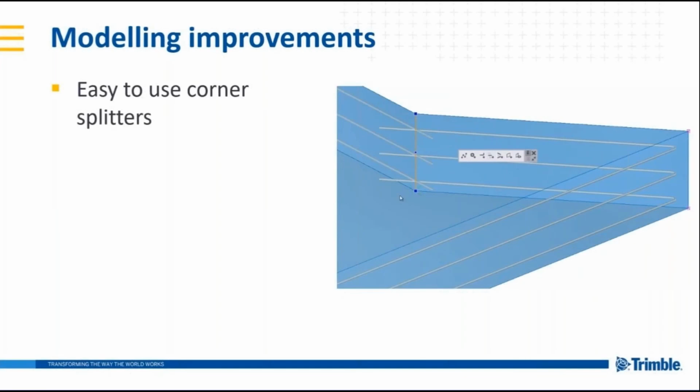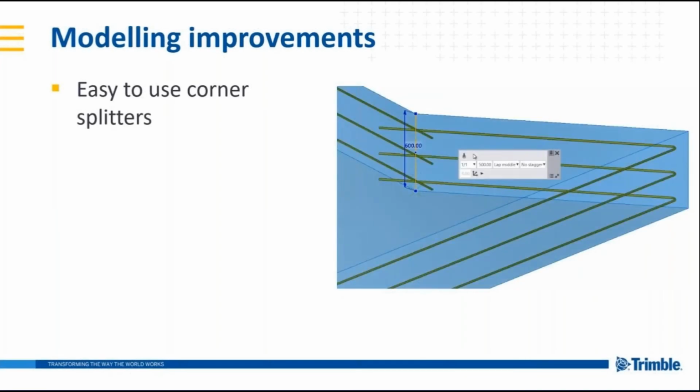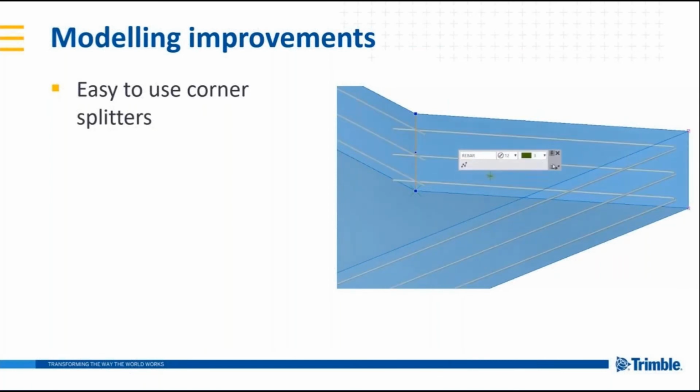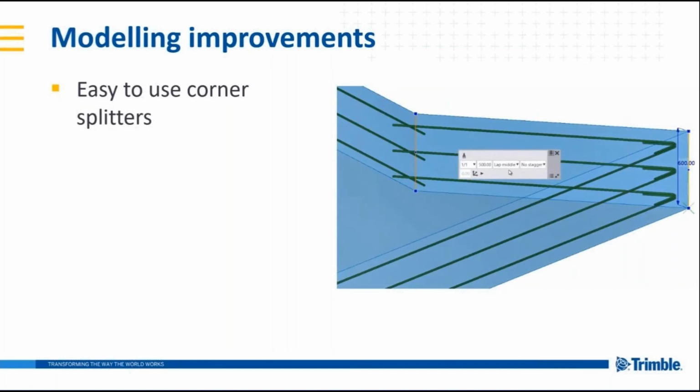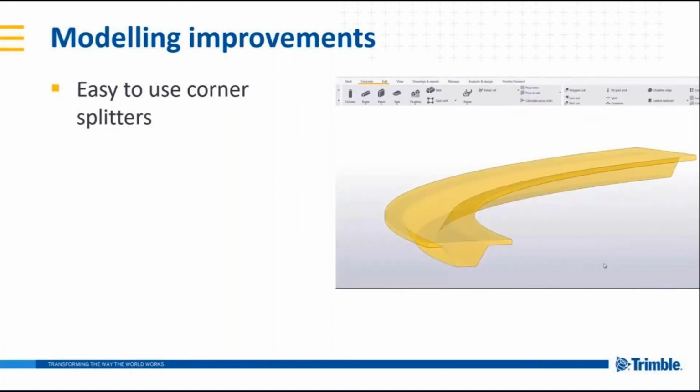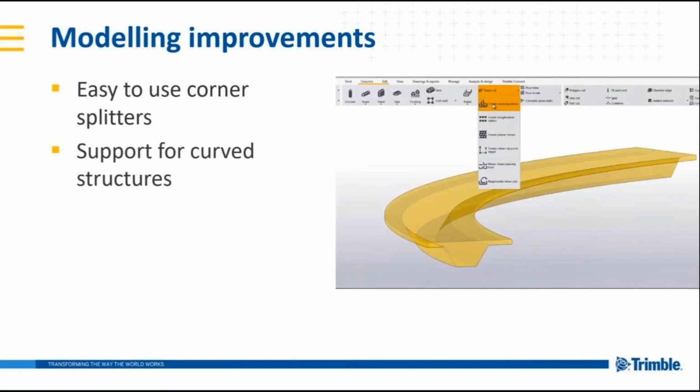Next, we quickly go through some modeling improvements. In the new version, it's easy to use the corner splitters, and they behave differently if you have an inside or outside corner. You're able to modify those features of the split by using the direct modification. For example, here we're adding the split in the inside corner, and you can see that it behaves differently. If we want, we can, for example, modify the placement of the lap.